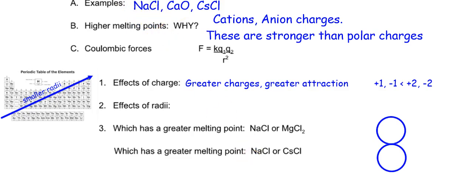So what about the effect of radii? Well, look at this proportionality here. Radius is in the denominator. So if I have a small radius, what happens to this whole term? It gets bigger. So the smaller the radius, the greater the attraction.